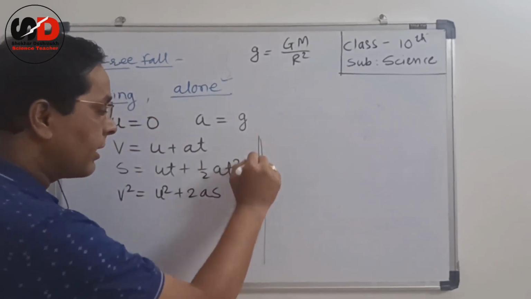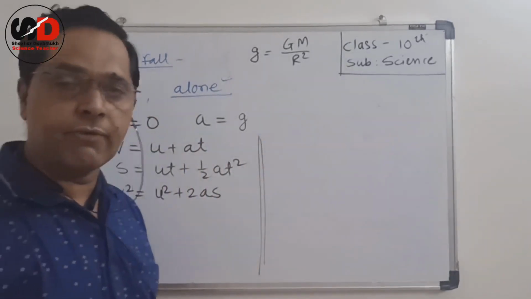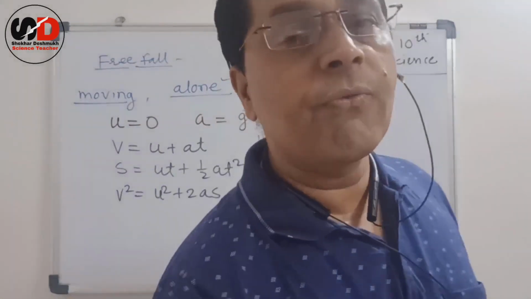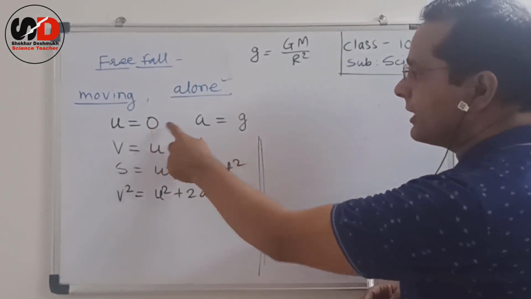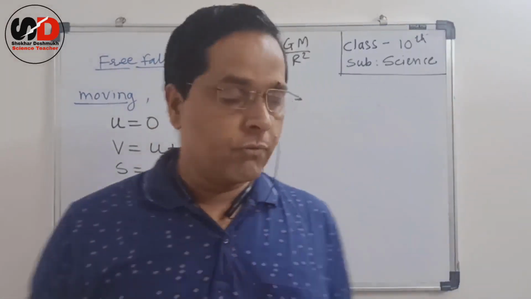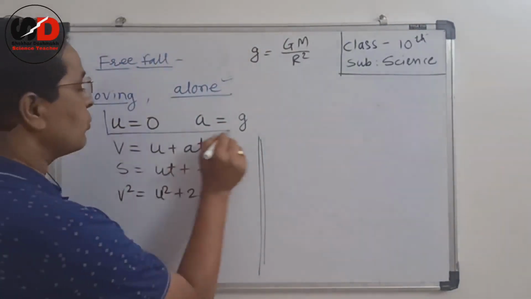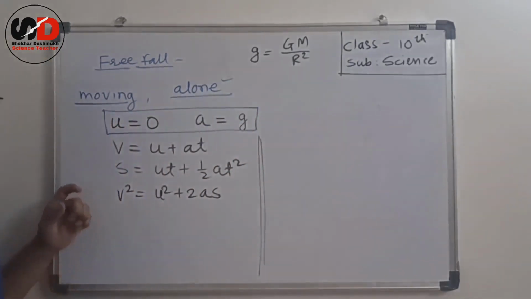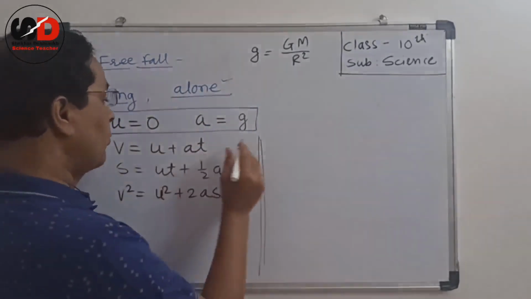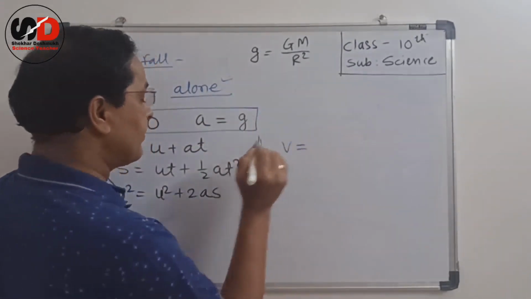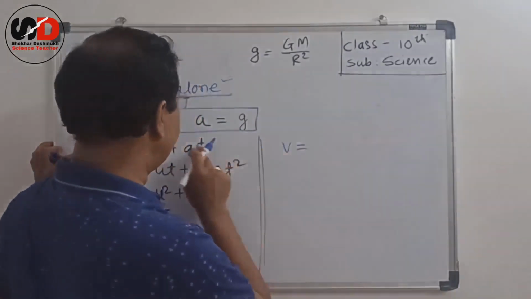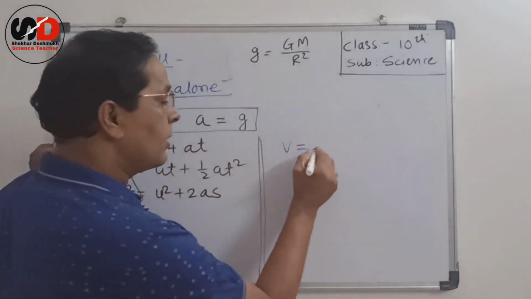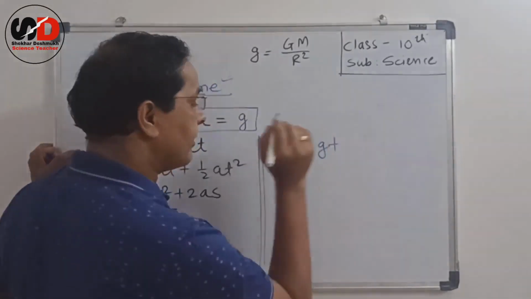So we convert these three equations of motion for a freely falling object. These two changes we have to make here. So u is equal to 0, and instead of a we write g here. So v = gt.